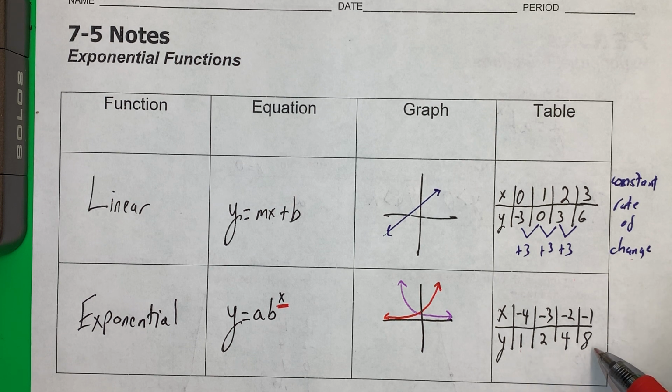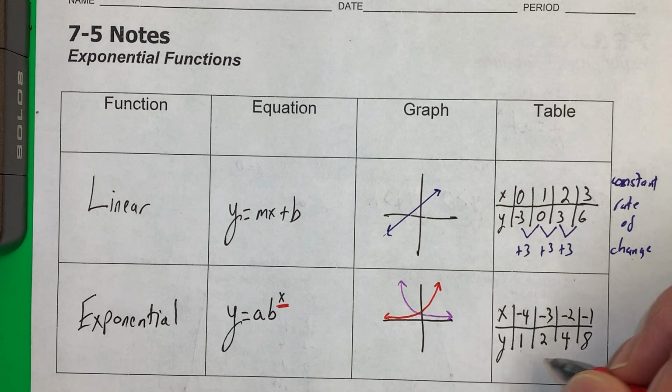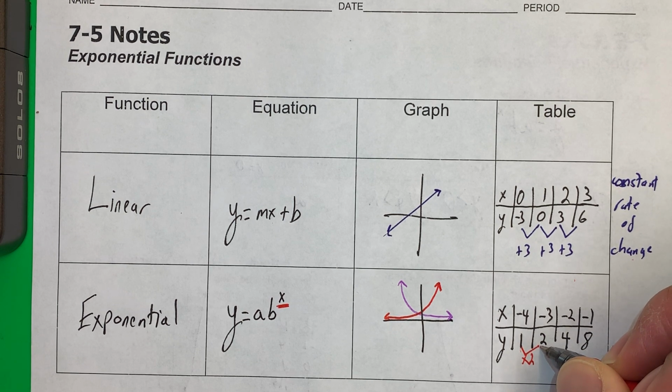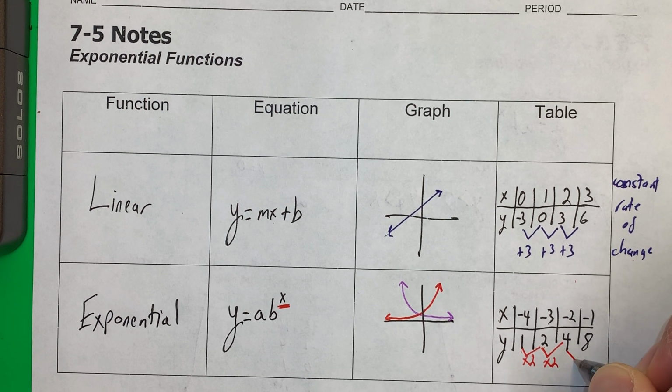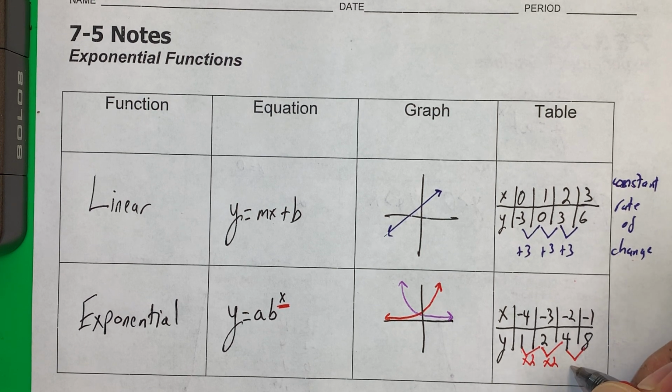I can't just add the same number here each time. So I then have to think, okay, well, how else could I get from 1 to 2? Well, I could multiply 1 by 2, because we know 1 times 2 is 2. And then if I take 2 and I multiply it by 2, well, that's 4.